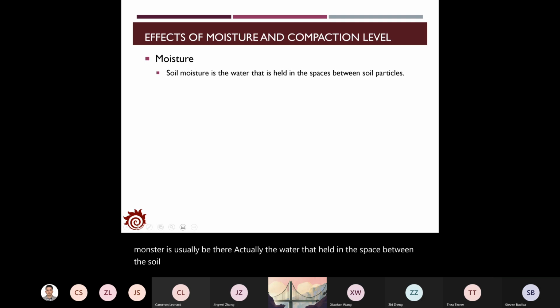Because the shape of the particles in the soil is not regular, there must exist some space or air voids between those particles. And if there's some space in between, with certain waters, either from the rainfalls or from the natural waters, they will have some water held in these small voids, and this is defined as the soil moisture.